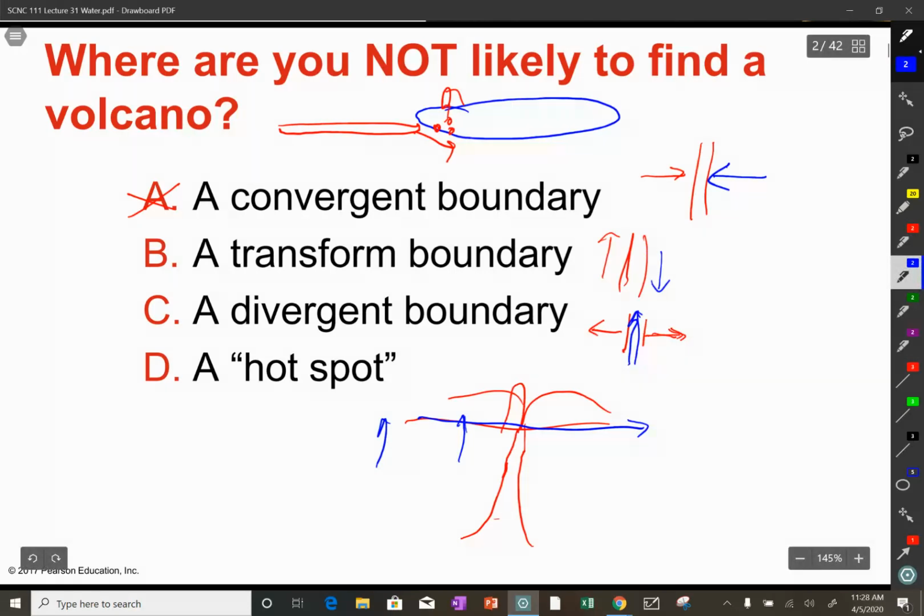Hotspots are where you find volcanoes without having a boundary. So not that. Transform boundaries, where you are probably most likely to find no volcanoes, because you're not having as violent of a grinding as you do with a convergent boundary. You're not opening up a gap as you do with a divergent boundary.